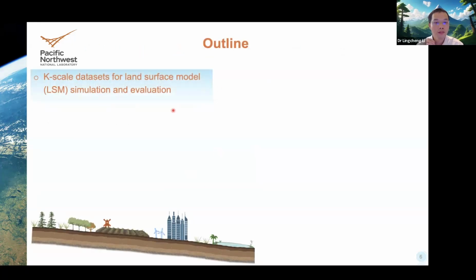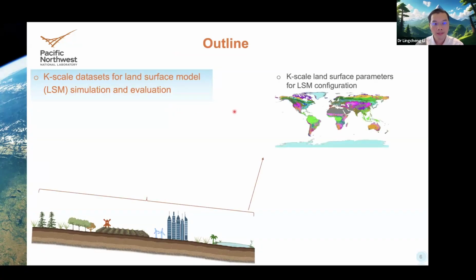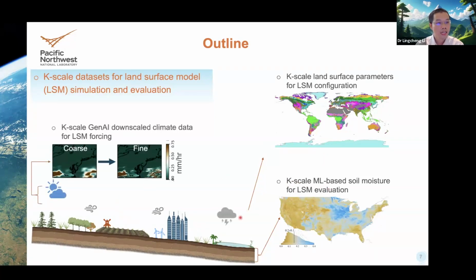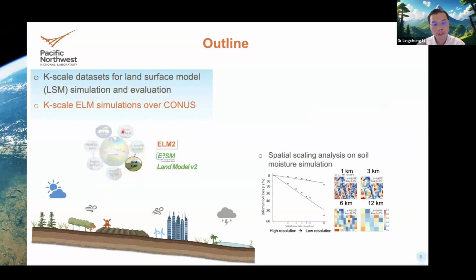So building upon these challenges, in my talk today, I will first talk about developing K-scale datasets to enhance land surface modeling, simulation, and evaluation. This includes the K-scale land surface parameters for model configuration. Second, I'll talk about the K-scale machine learning based dataset for evaluation. And then for the atmospheric forcing, I will talk about applying generative AI to develop K-scale climate forcings.